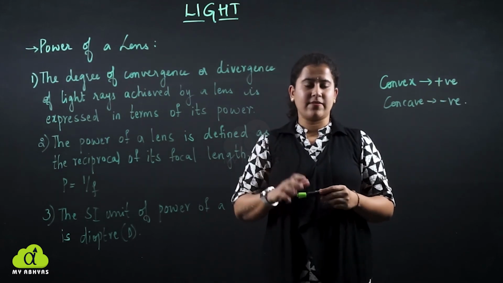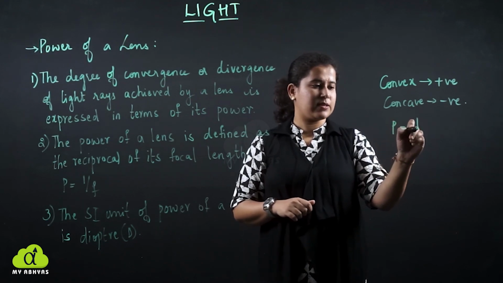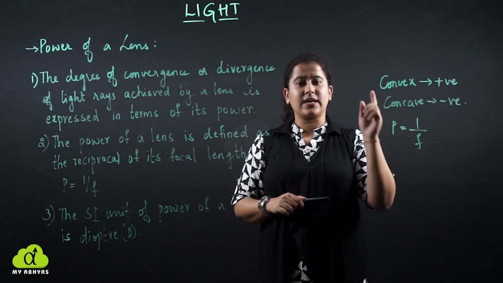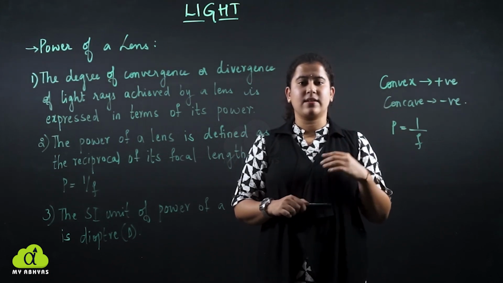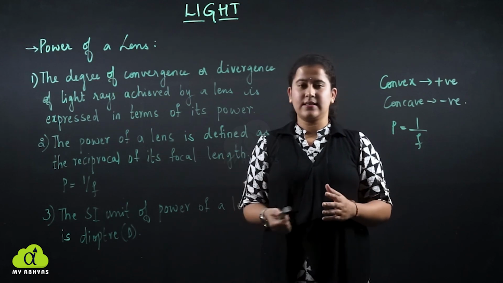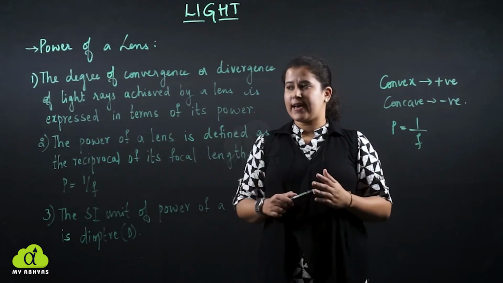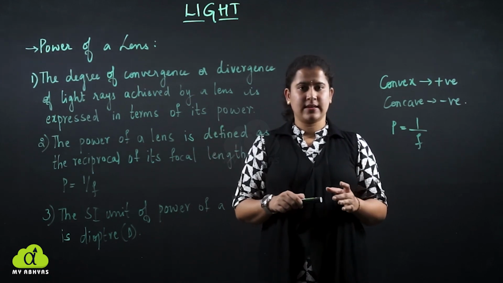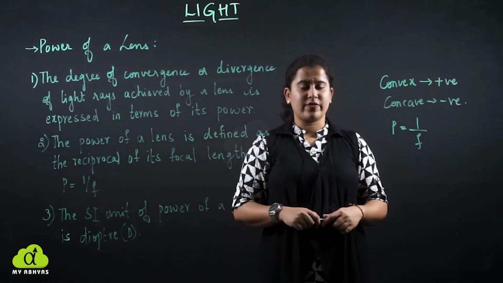So what is power? Power is given by the reciprocal of the focal length. And what is power in the physical meaning? The power of a lens is the degree of convergence or divergence of the light rays achieved by that lens. Clear? So this is about the power of a lens.